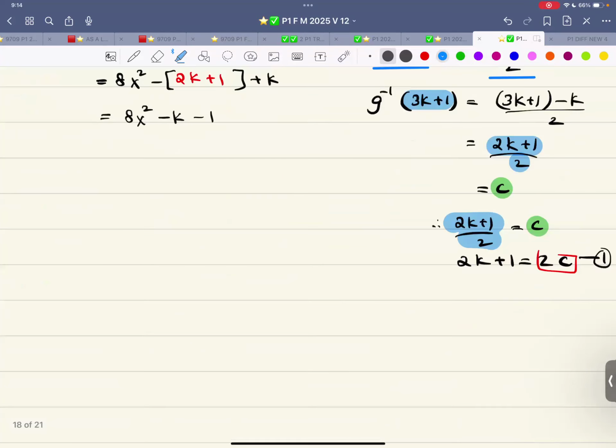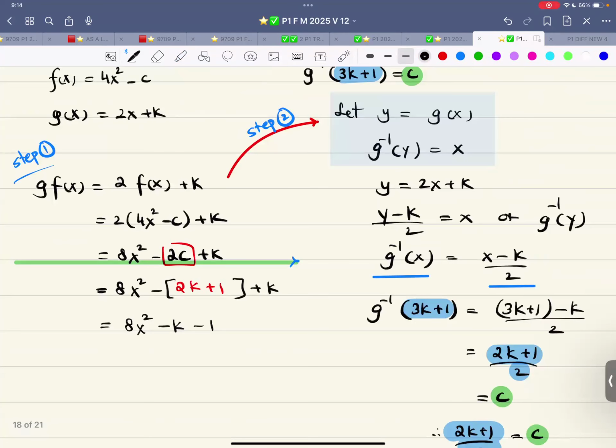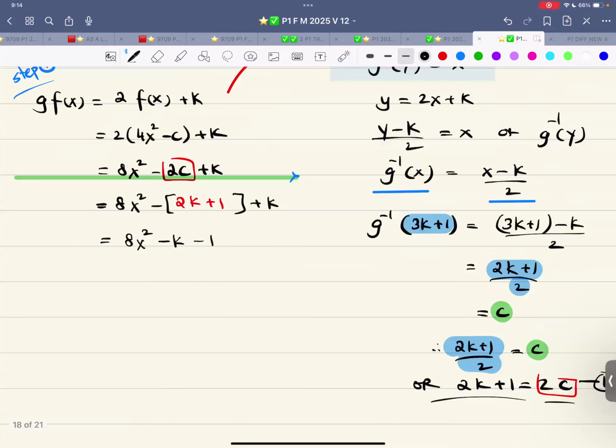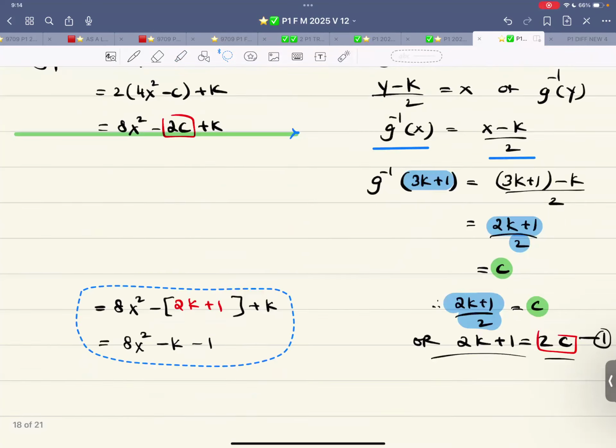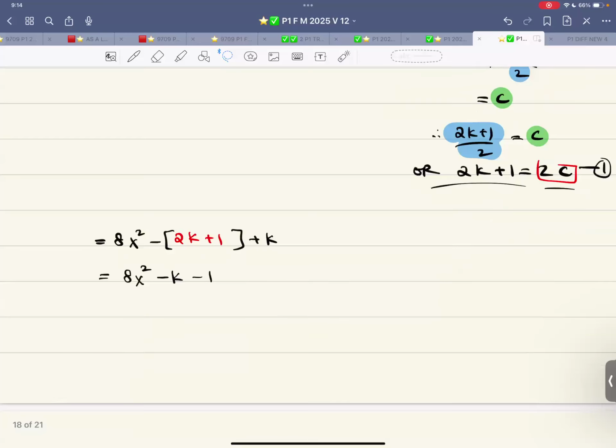And then you get this equation. Either you make c the subject, or 2k plus 1 is 2c. Got the idea? Step 2 is done. Now this thing over here, this is technically step 3. So let me just shift it down like this, a little bit more. So now we are working with g f x. This is step number 3.